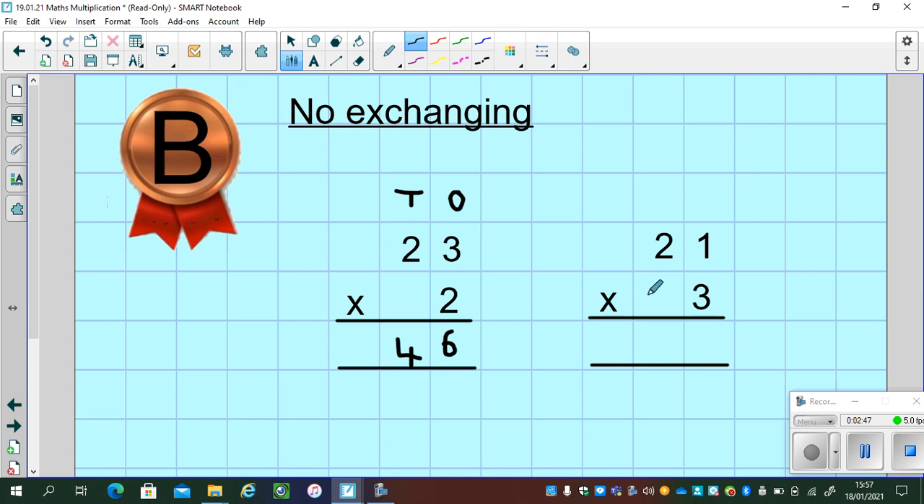Let's have a go at another one. 21 multiplied by 3. So I've got my tens column and my ones column. 21 is 2 tens and 1 one. And I'm multiplying by 3, which belongs in the ones column. Let's start with the ones. 3 times 1 is 3. Now let's multiply by the tens. 3 times 2 is 6. Therefore, 21 times 3 is 63. Excellent work. Let's have a look at what silver will look like today.